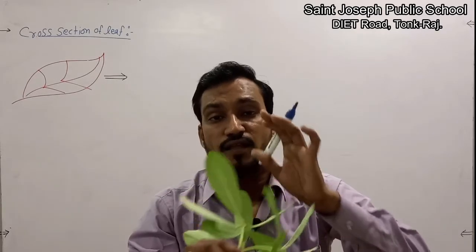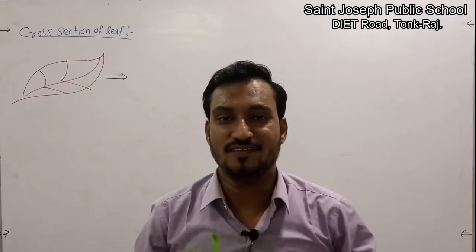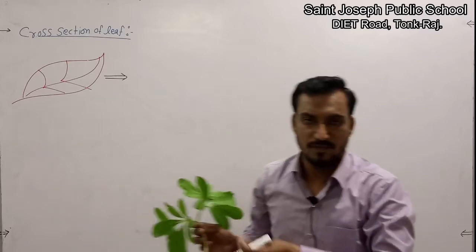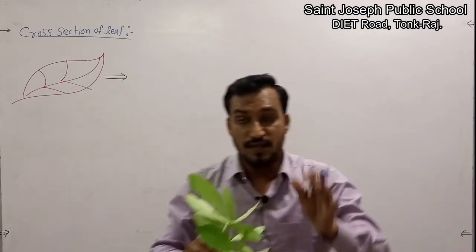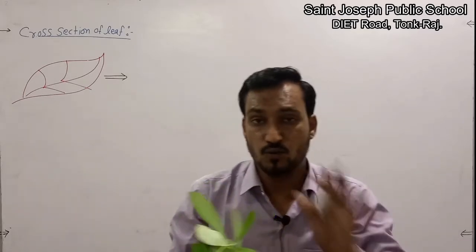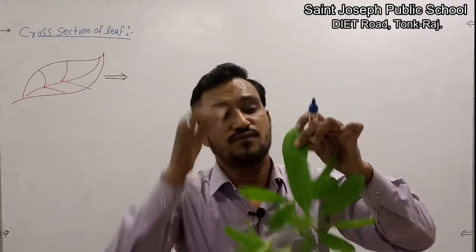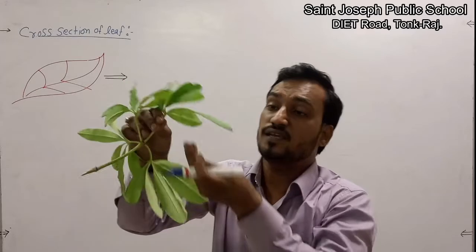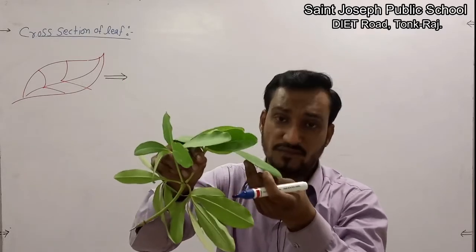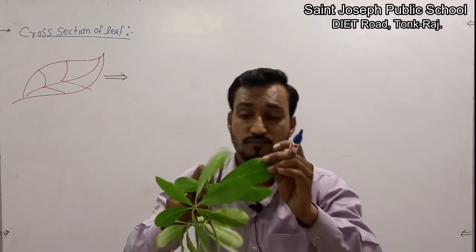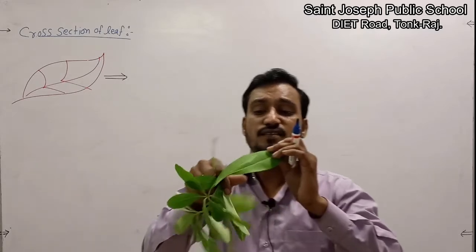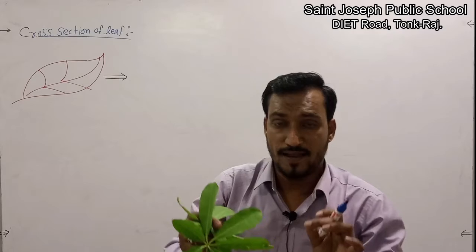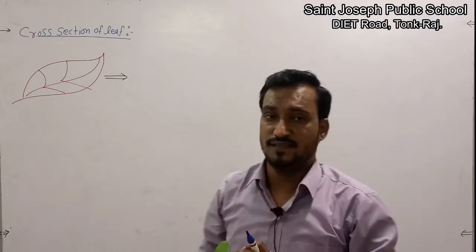It means leaf has two surfaces in dicot plants. We will discuss further what dicot plants are. Leaf of dicot plants has two surfaces. One surface faces towards sunlight, one surface remains in shadow. The upper surface is dark green and lower surface is light green. Why? That is the first question that arises here.